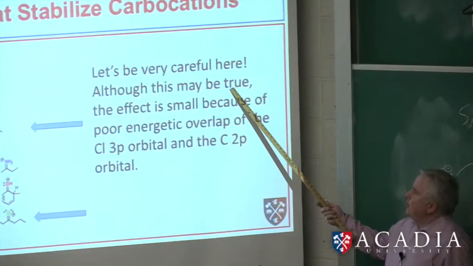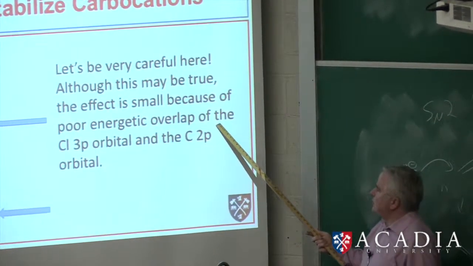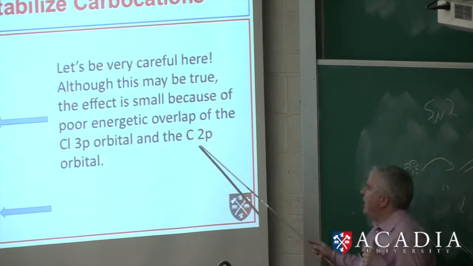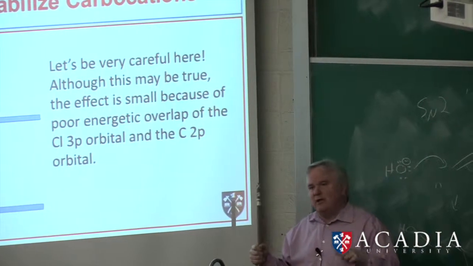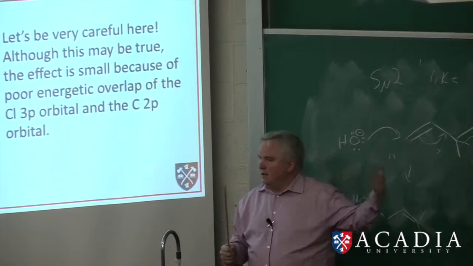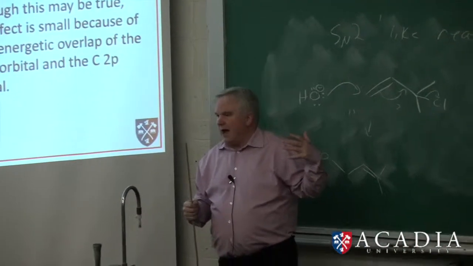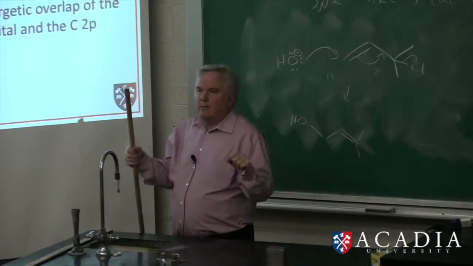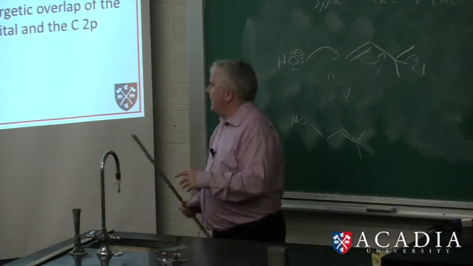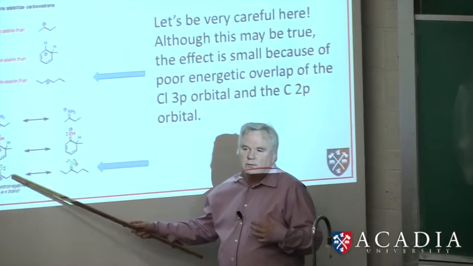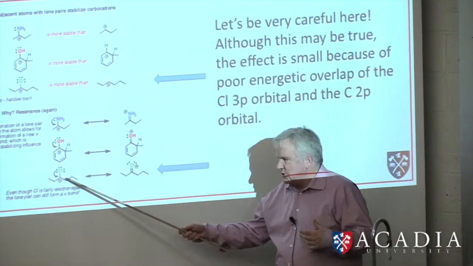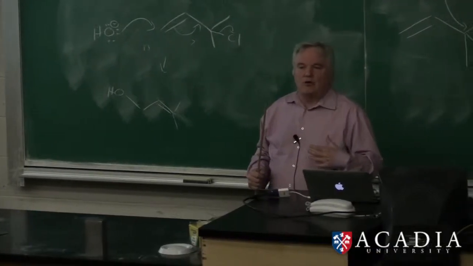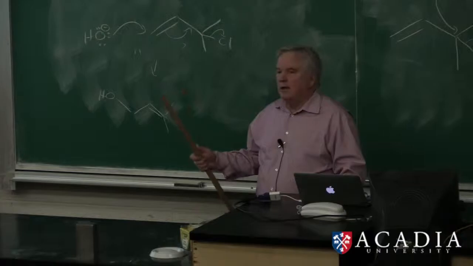We have to be very careful. Although this may be true, the effect is small because of the poor energetic overlap. The chlorine's electron pair is in a 3p orbital, and it's contributing to the carbon 2p orbital. So we have poor energetic overlap between a 3p orbital and a 2p orbital. When we talked in intro chem about how we make molecular orbitals, we get poor overlap between a 2p and a 3p orbital. We get much better overlap between a 2p and a 2p orbital. Mostly we don't talk about this, but this particular website does point out that this is certainly a possibility, but chlorine is very much more important inductively. Its electron withdrawing through induction is more important than its electron donating through resonance.